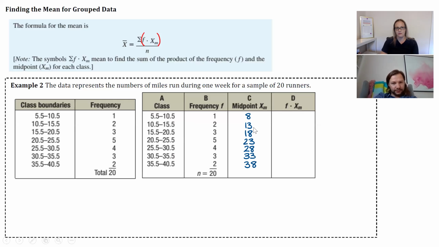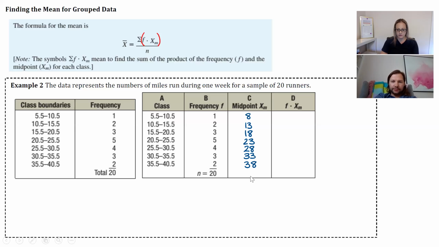How did you know that it went by 5s? I was looking at the class size and I saw 10.5 to 15.5, so I just took that difference. Yep, that works. If you first figure out the first 2 midpoints, once you know the difference between those 2, then you can just carry that down. So they do go by 5, so we get 8, 13, 18, 23, 28, 33, and 38.